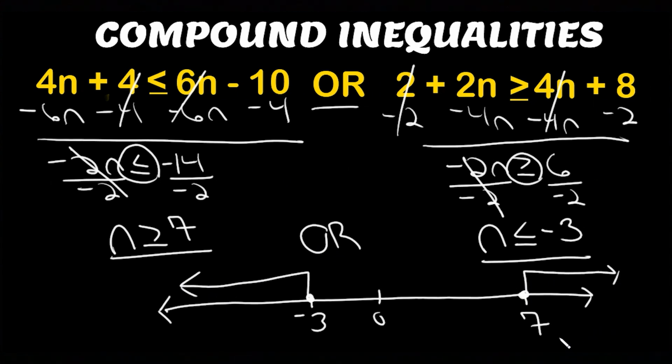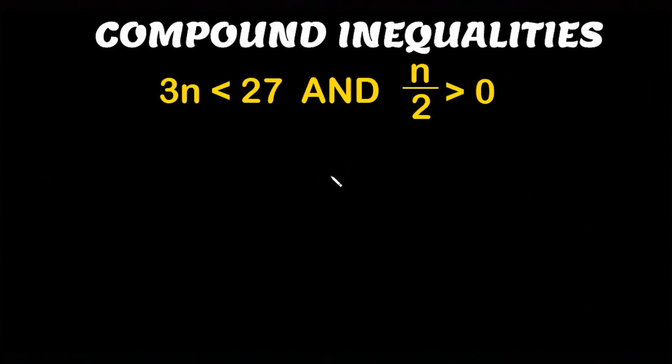Okay, so now let's try some examples dealing with and. So here's our next example. You can see that we're dealing with and now. So this is no longer a disjunction. This is going to be considered a conjunction. But again, all you really have to remember is and or, okay?